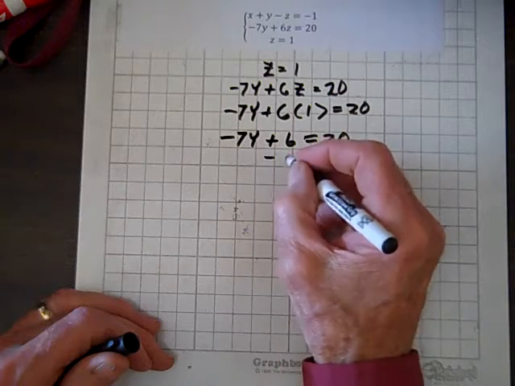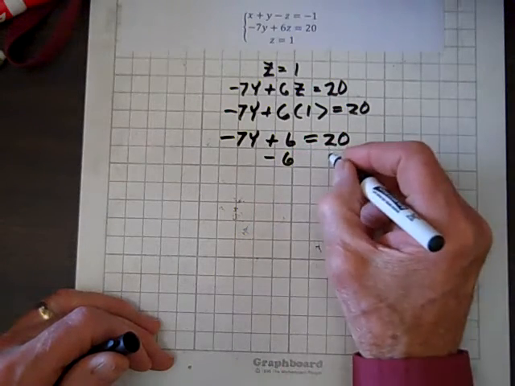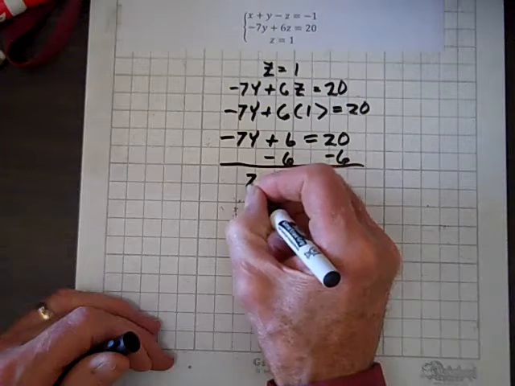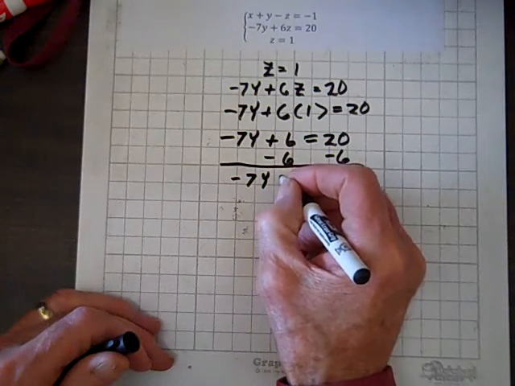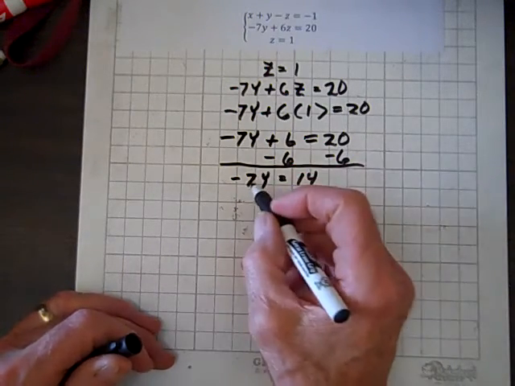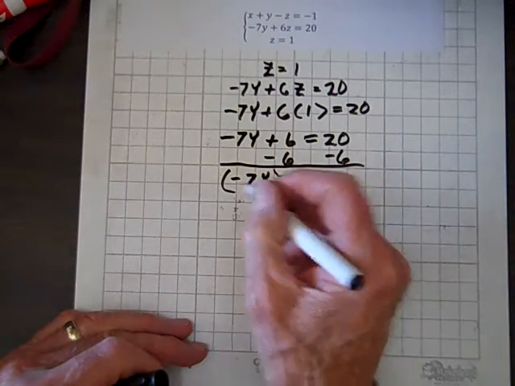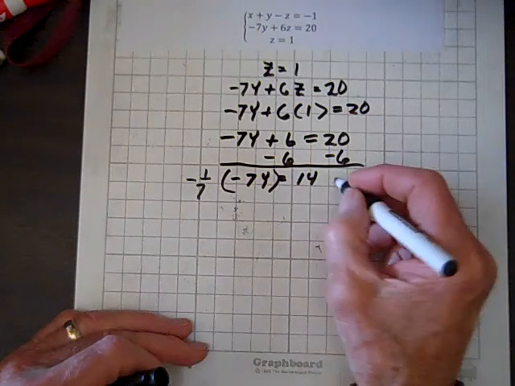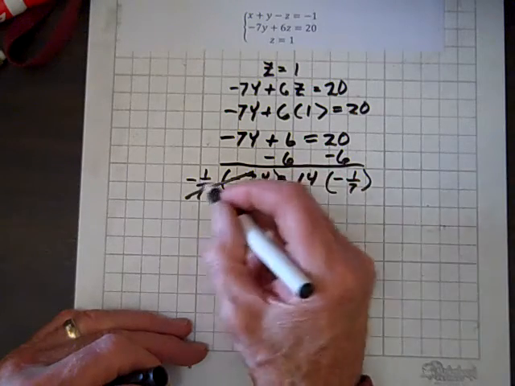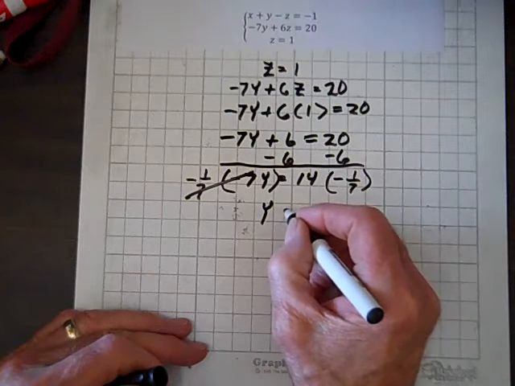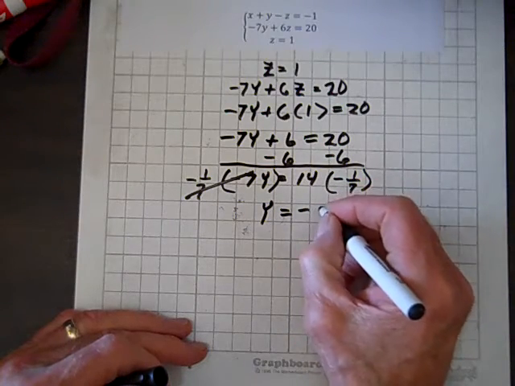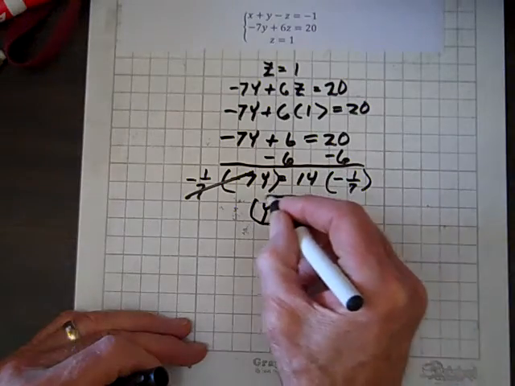Now we'll add opposites. So the opposite of 6 is negative 6. And simplify this and we get negative 7y equals 14. Now we'll multiply by the reciprocal of negative 7, which is negative 1/7, on both sides. The product of reciprocals is 1, and 1 times y is y. And 7 goes into 14 twice, and that's going to be a negative. So now we know y equals negative 2.